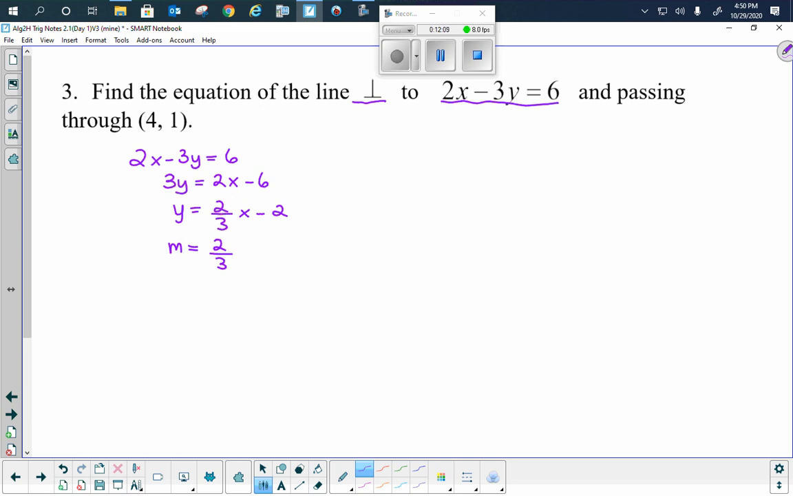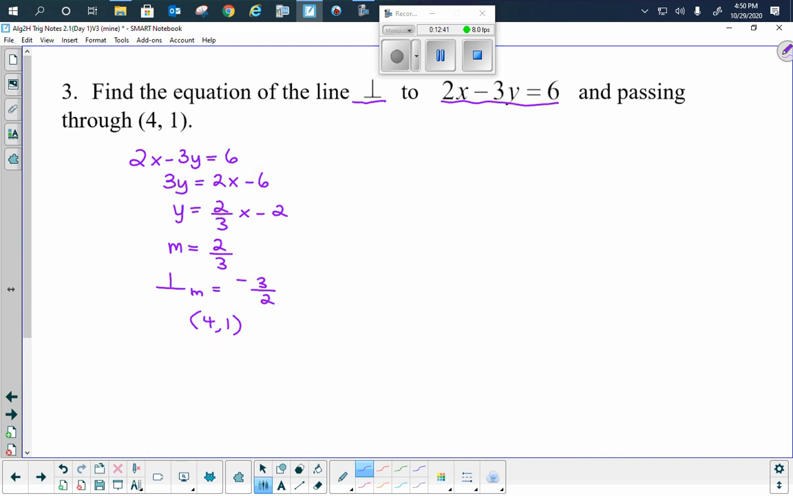Well, we said we want to find the equation of a line that is perpendicular to that. So the notation I'm using is, I want my perpendicular slope to be opposite and reciprocal. So I want it to be negative 3 halves. And I'm going to go through the point (4, 1). So anytime somebody gives me a point and a slope, that is all I need to go. That's exactly what we just did in that last problem.